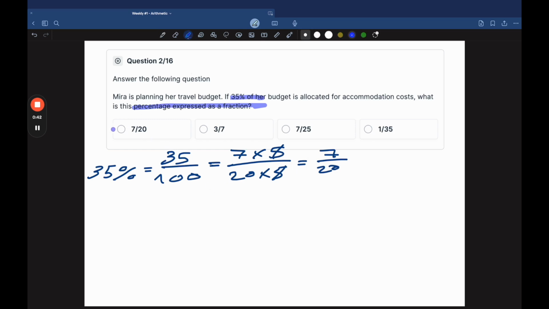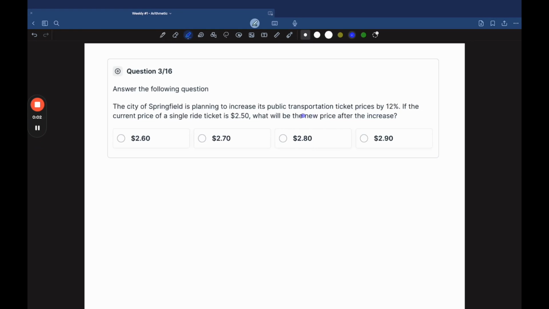Question 3. Step 1. Identify the problem. The city of Springfield is planning to increase its public transportation ticket prices by 12%. The current price of a single ride ticket is $2.50. We need to find the new price after the increase.